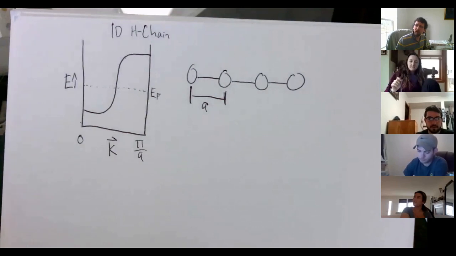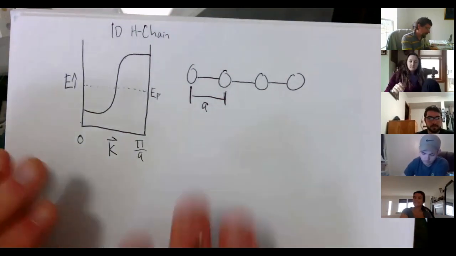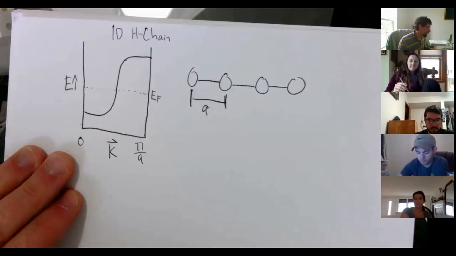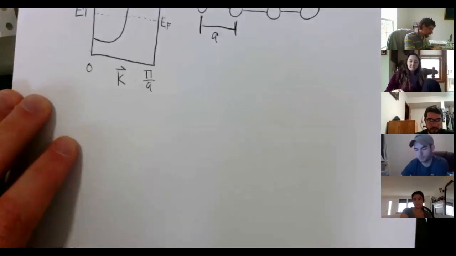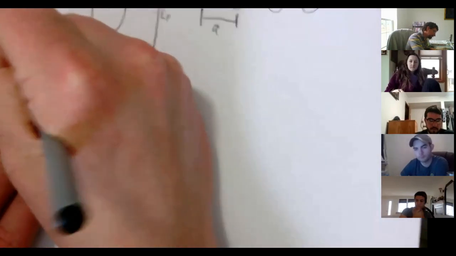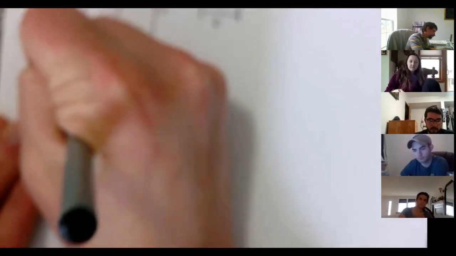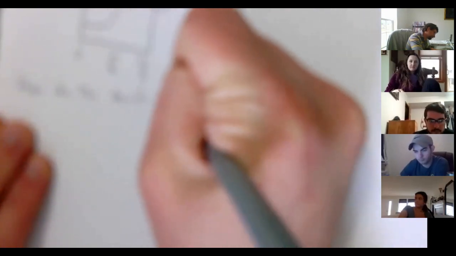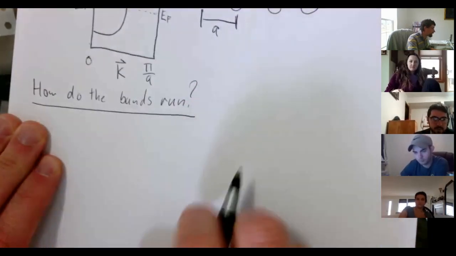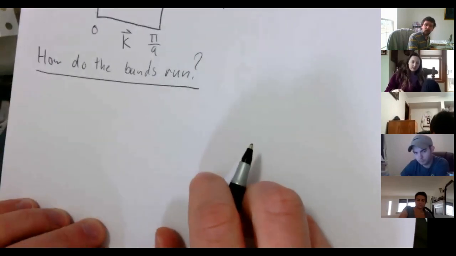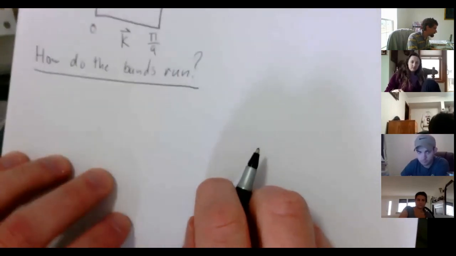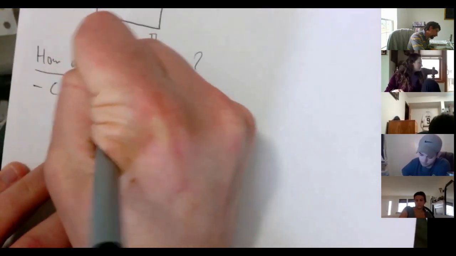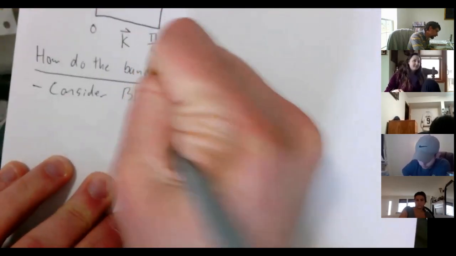But now, what about other systems? We want to go beyond the 1D hydrogen chain. That's way too simple. Let's get a little more complex today. So the next section is titled, How Do the Bands Run? In order to do that, we have to look at the Bloch functions. So we need to consider Bloch functions.